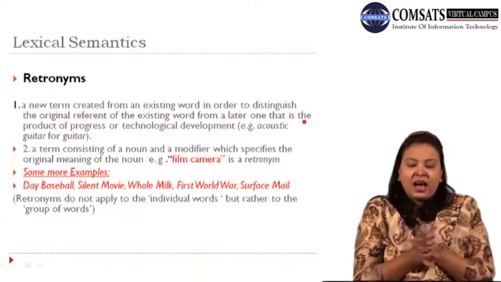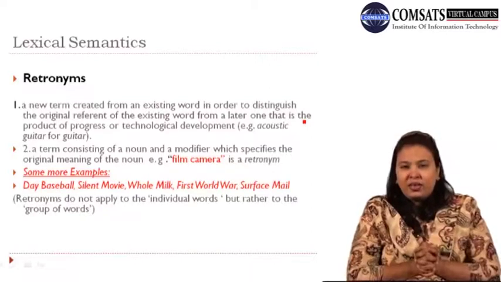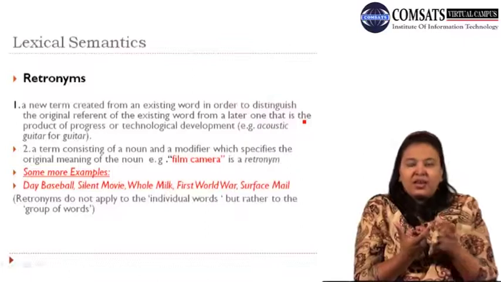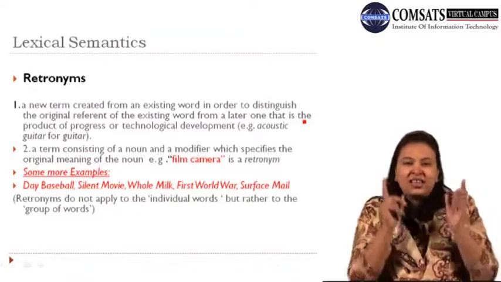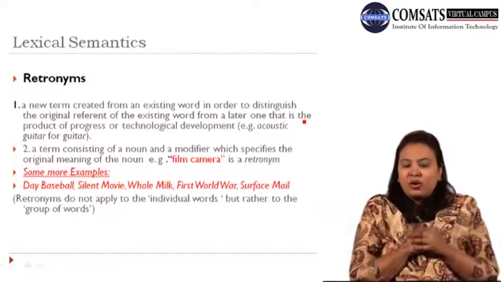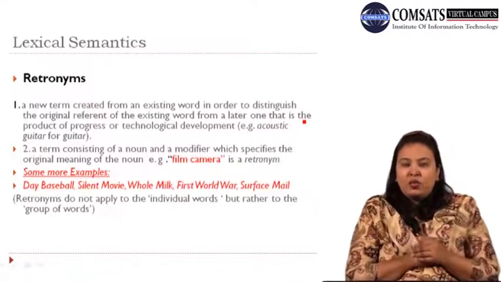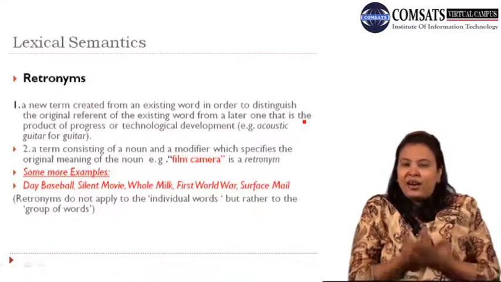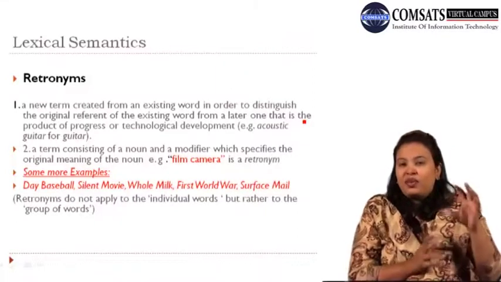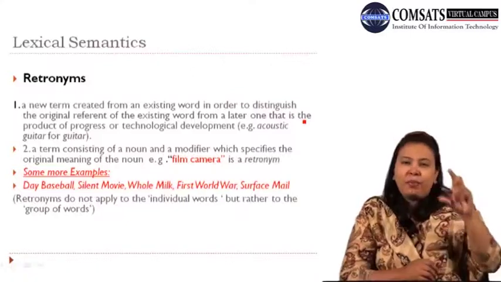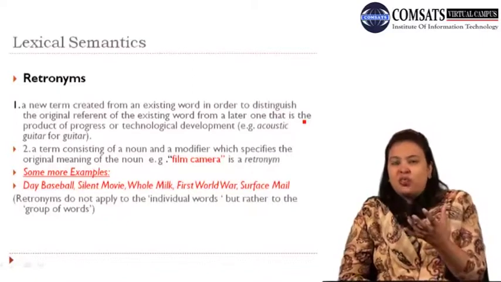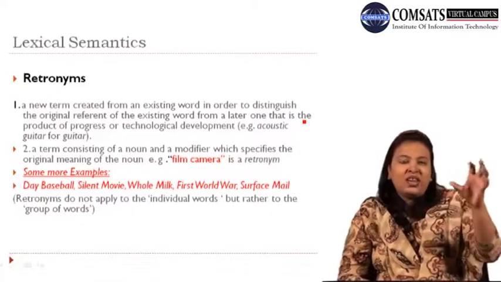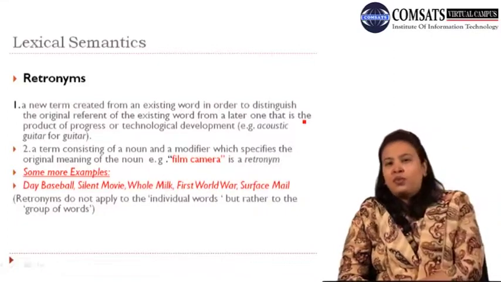Or we can have words like silent movie. Now, movie is a word there, but silent movie is a later type of movie where there are no dialogues, where nobody is speaking. So silent movie is a later technological term. It is a retronym. Another example can be First World War. Now, I know what war is, what world is, but First World War refers to a particular phenomenon that happened in reality. So to denote that, we always use the term First World War.